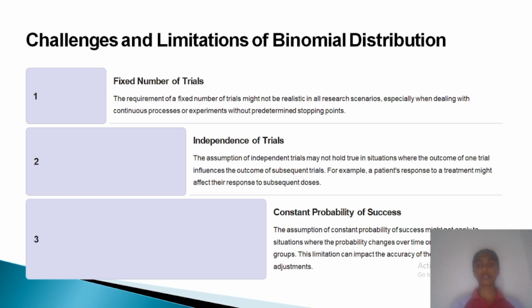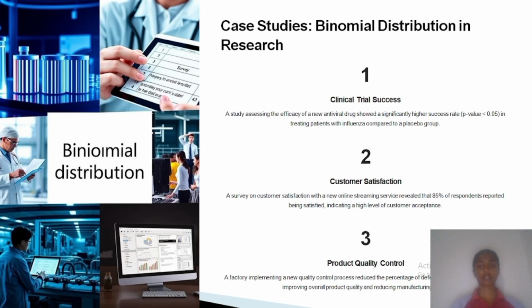Constant probability of success. The assumption of constant probability of success might not apply to situations where the probability changes over time or across different groups. This limitation can impact the accuracy of the analysis and require adjustments.